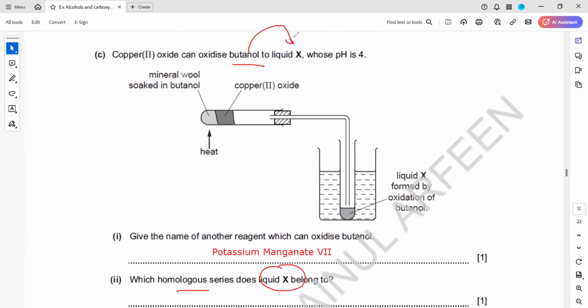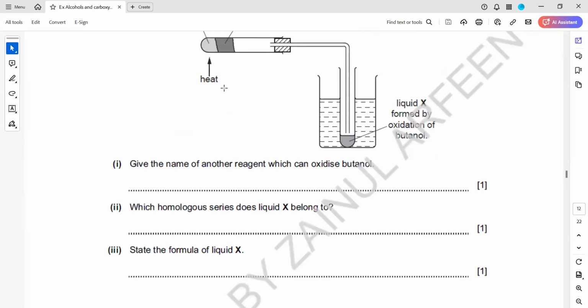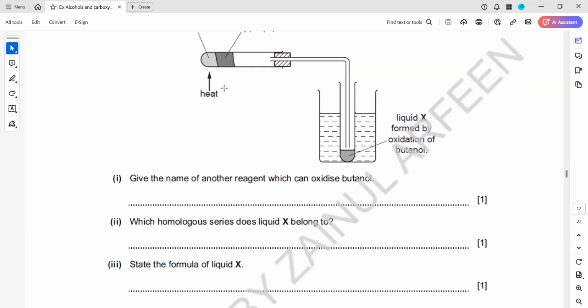Which homologous series does liquid X belong to? Because butanol turned into a carboxylic acid, butanoic acid, this belongs to carboxylic acids. State the formula of liquid X. So we have to draw butanoic acid. It will be CH3CH2CH2COOH, or you can also write C3H7COOH. Both are correct. You can use this one or the other one.